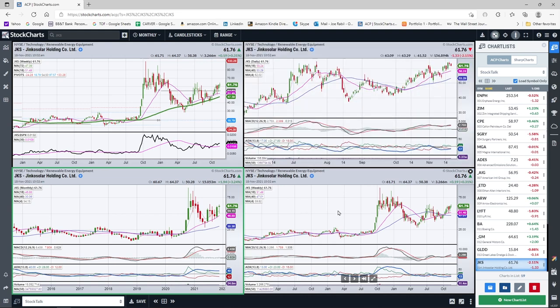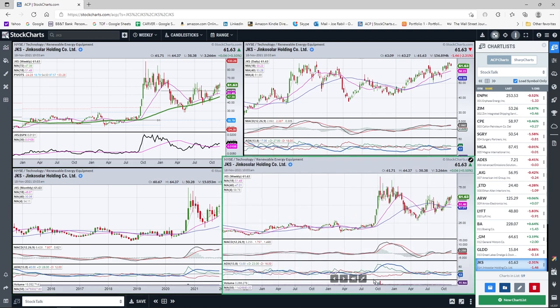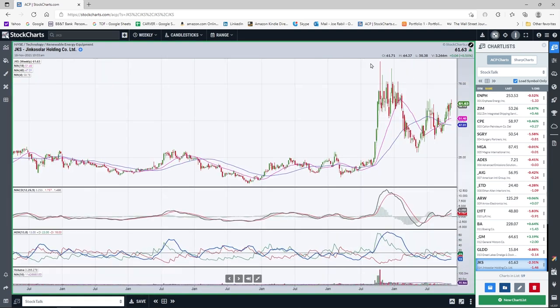JKS, another solar stock. Big move to the upside on the monthly. Nice pullback here. Good ADX condition. But this is an incredibly volatile stock, and we can see this on the weekly. Look at all the tails up here. So we know we've got pretty significant resistance at 75. I mean, see all those tails up there? And it probably is going to be a problem again when you get up there.